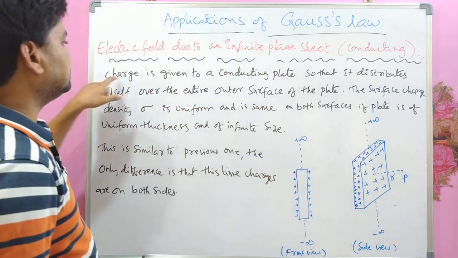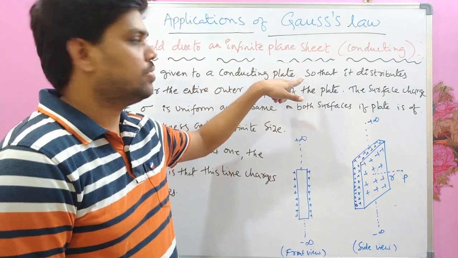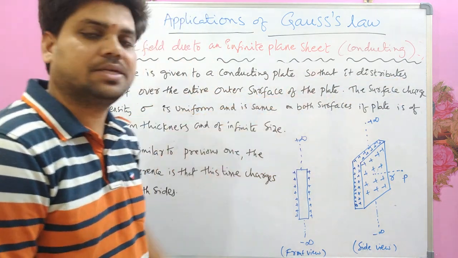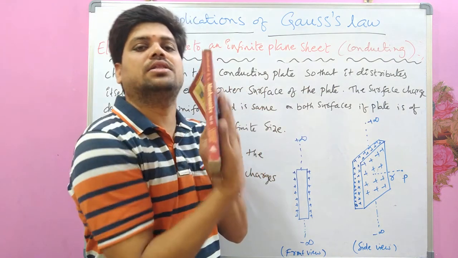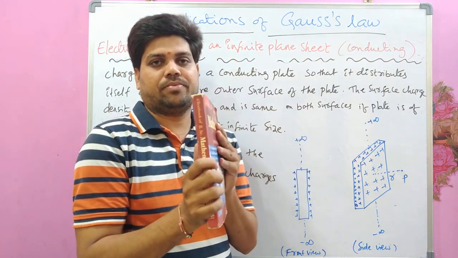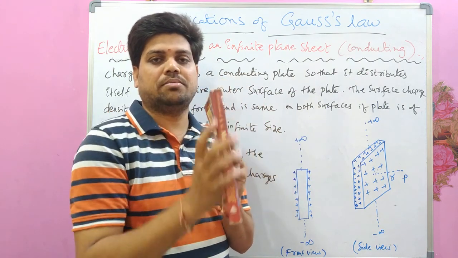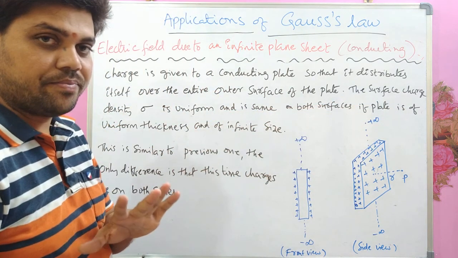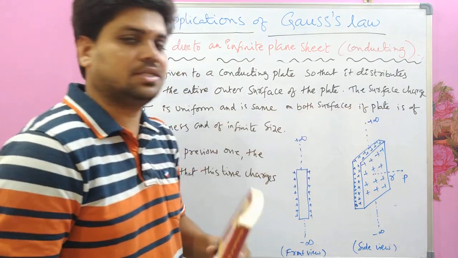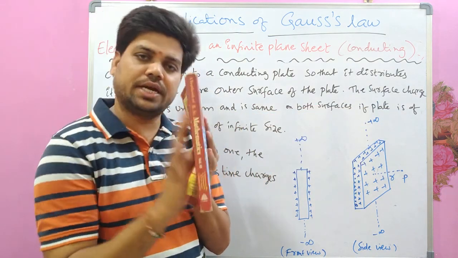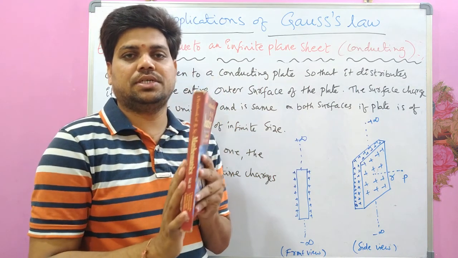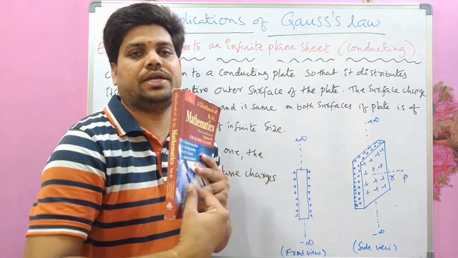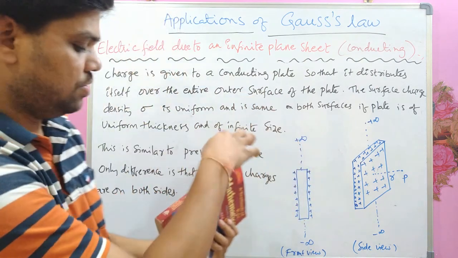Okay, so charge is given to a conducting plate so that it distributes itself over the entire outer surface of the plate. The charge is distributed on this side and this side, both sides, because it is a conducting plate. The surface charge density sigma is uniform and is the same on both surfaces. Uniform charge is distributed with surface charge density sigma, meaning in every unit area the charge is the same. Okay, so this is how you can imagine.